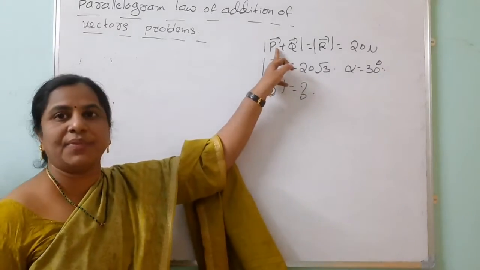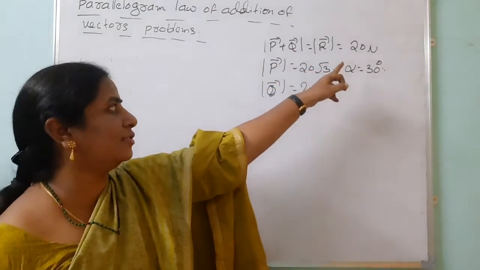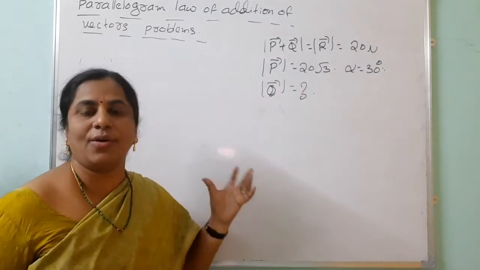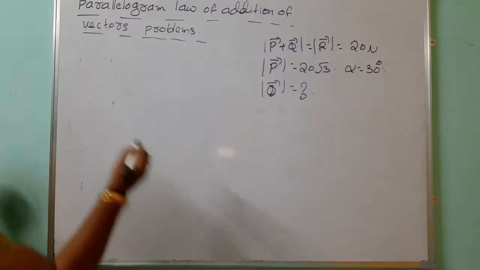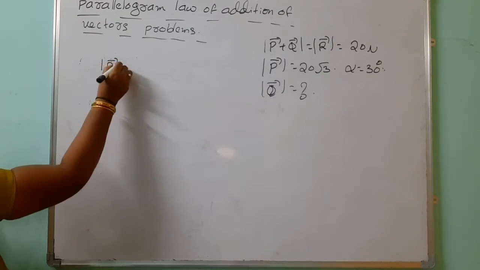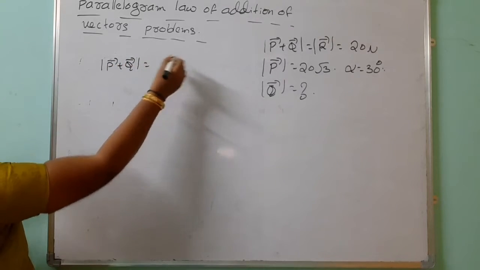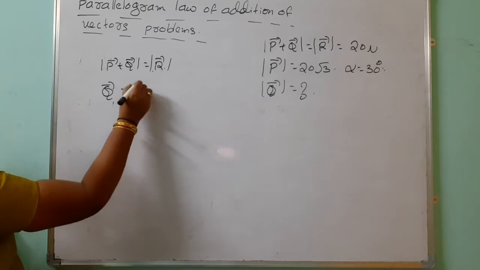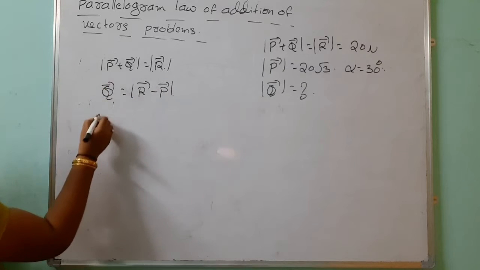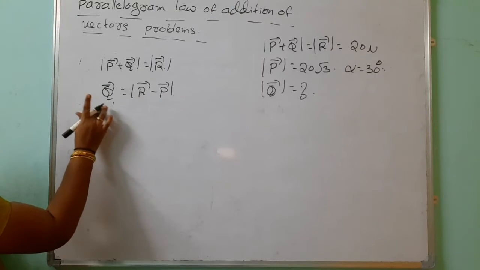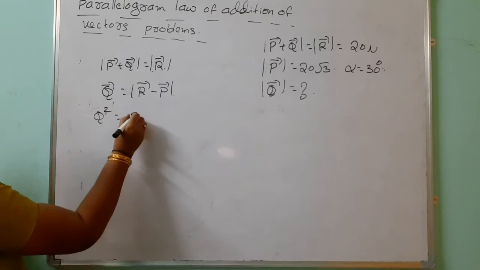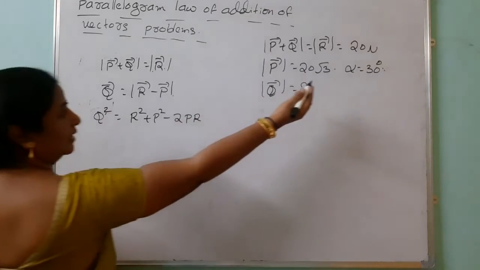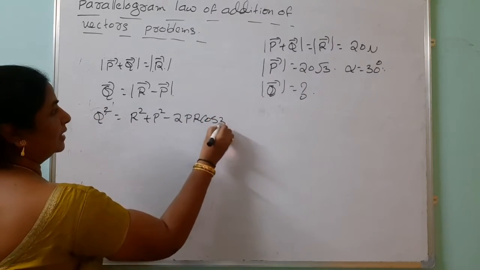This is the given data. P bar plus q bar equals r bar equals 20 newtons, and the resultant is making an angle of 30 degrees with this one. How to find the magnitude of q? Look here. We write mod of p bar plus q bar equals the resultant r bar. Q bar we should write as r bar minus p bar. Then we can go through the parallelogram law of addition of vectors. This we should write as q square equals r square plus p square minus 2pr, and for the angle, cos alpha, we take cos 30 degrees.